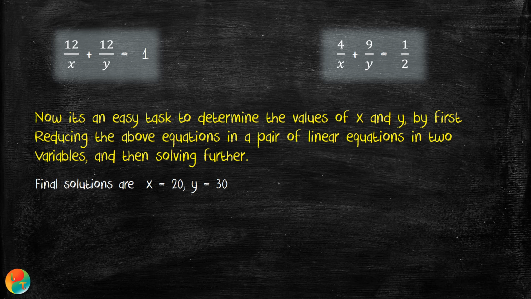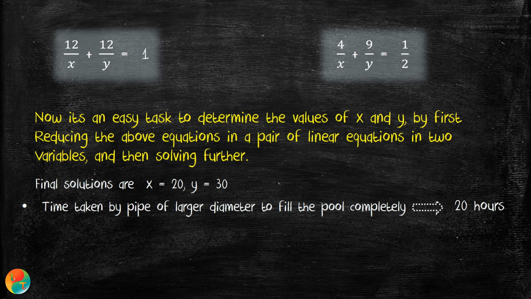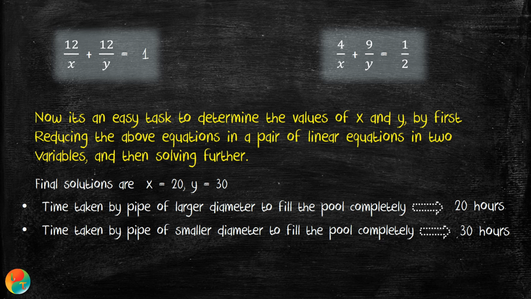So the final solutions are x is equal to 20 and y is equal to 30. It means time taken by pipe of larger diameter to fill the pool completely alone is 20 hours, and time taken by pipe of smaller diameter to fill the pool completely is 30 hours. Obviously, pipe of larger diameter will fill the pool completely in lesser time than the smaller diameter pipe. If we put the values of x and y in these equations, both will satisfy. LHS and RHS will be equal.